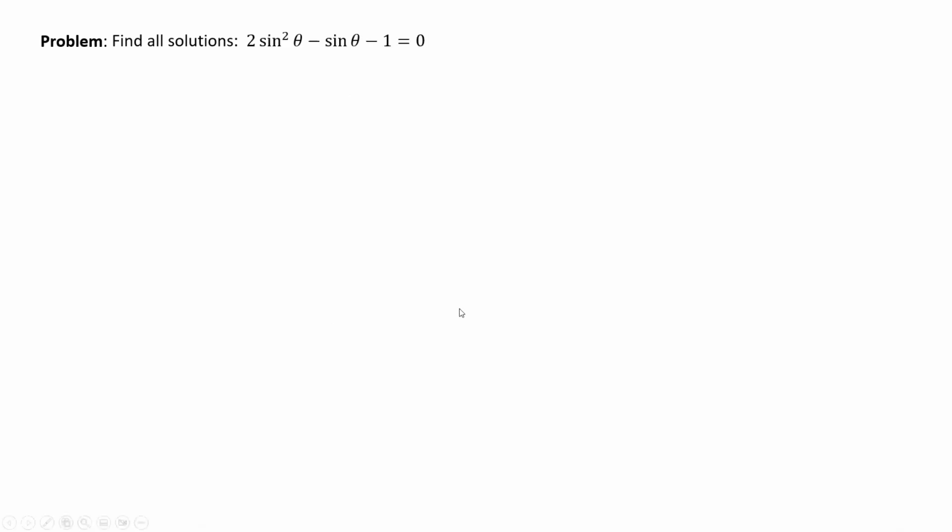Find all solutions: 2 sine square theta minus sine theta minus 1 equals 0. So like in the previous problem, our first attempt is to solve this quadratic equation in sine theta. Kind of like, had it been 2x square minus x minus 1 equals 0, would you know how to solve that? Yeah. So we'll do that.